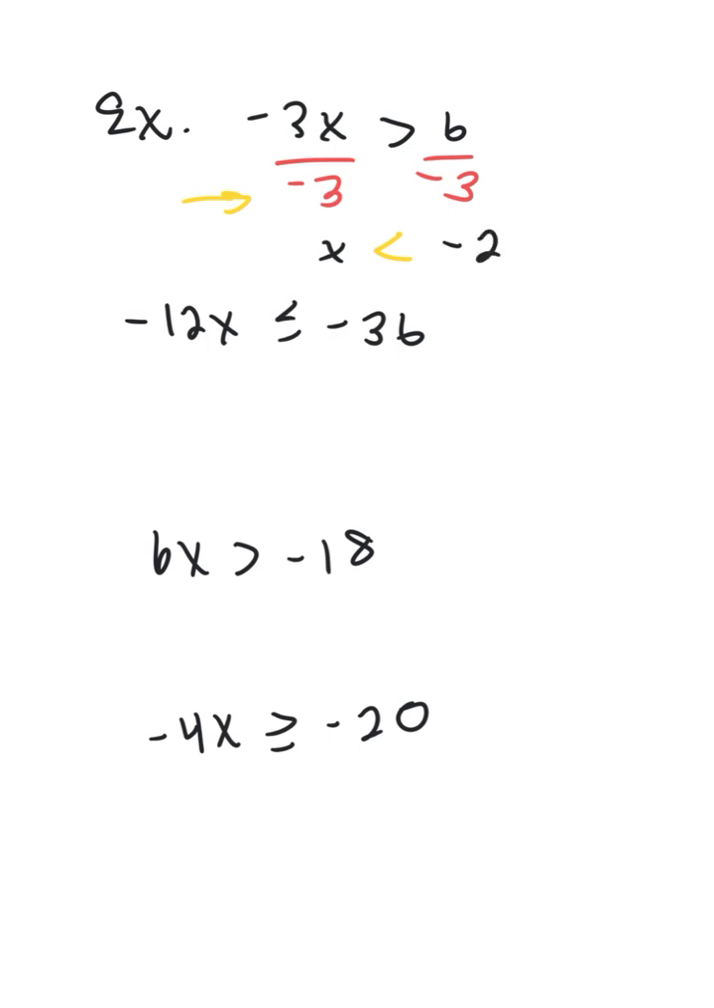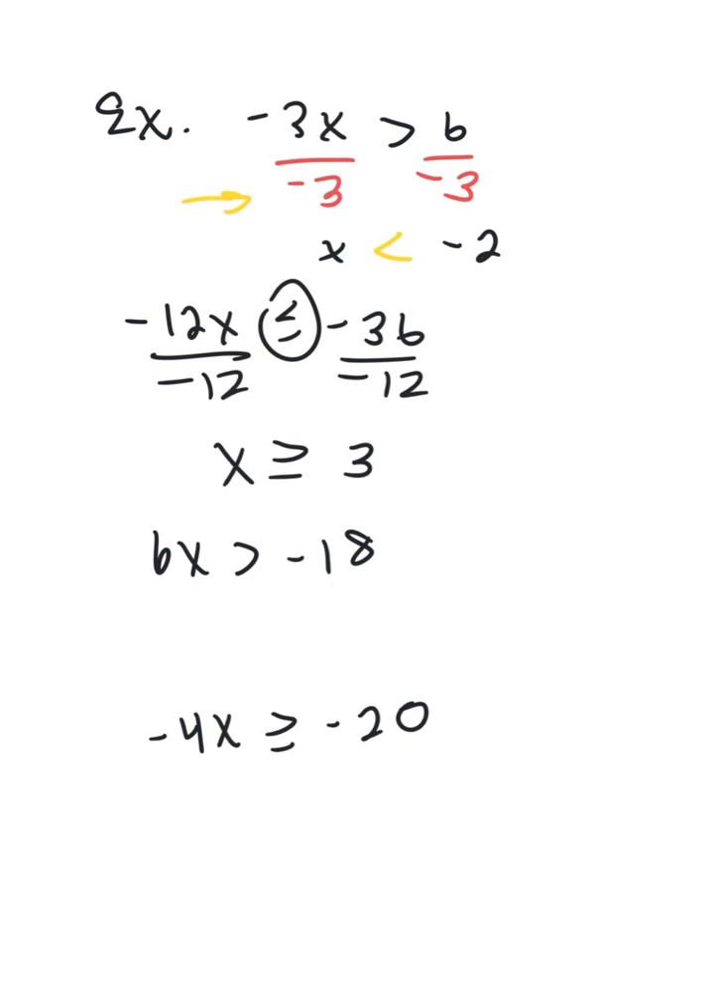Negative 12x is less than or equal to negative 36. We are dividing by negative 12. It's a negative, so you're going to flip that inequality symbol. Now you have x is greater than or equal to 3.